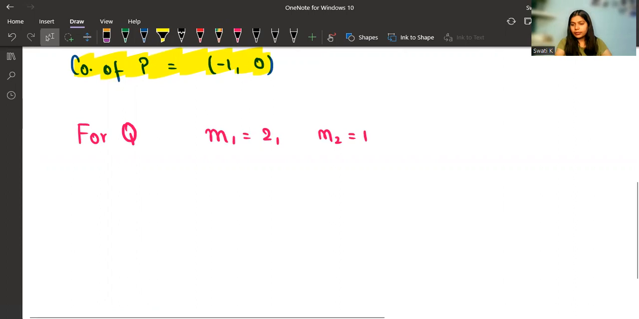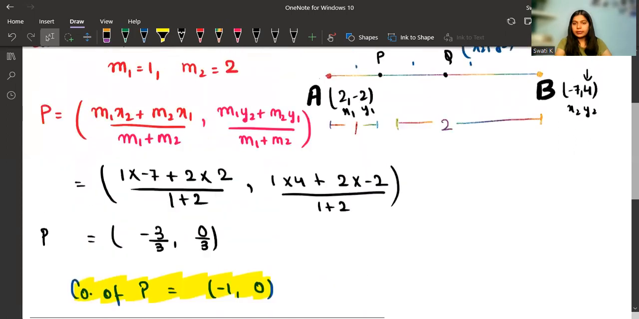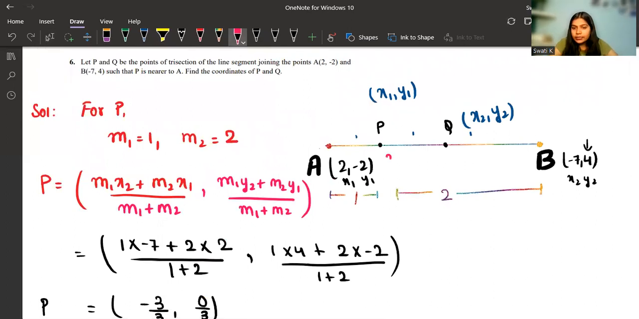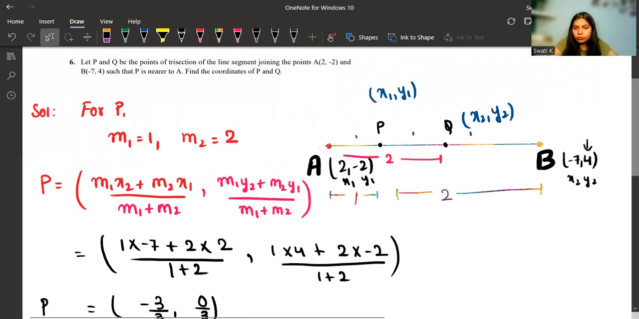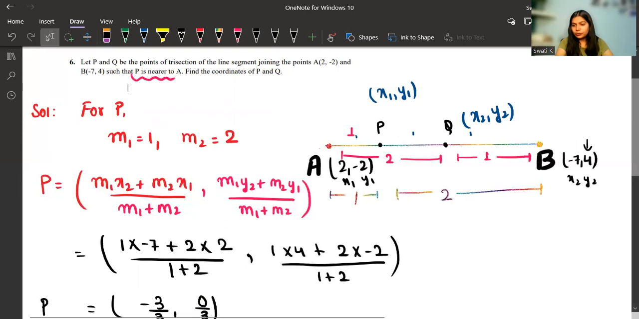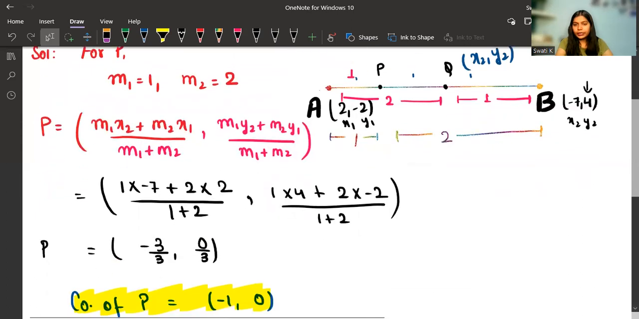Yes, I'll just make you understand once again. See, when we're talking about Q, just forget about P, right? So in that case, this part is 2, and this part is 1. Why are we just doing this 2 and 1, 1 and 2? Because it is trisecting. That means there are 3 parts, right? And when we were talking about P, why was this part 1? Because P was nearer to A. See, P is nearer to A. That is why. Okay, let's move to our Q coordinate.